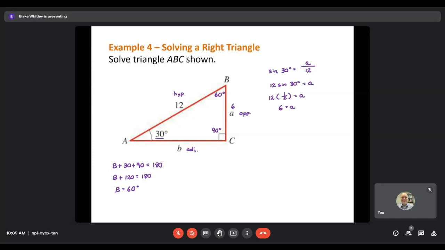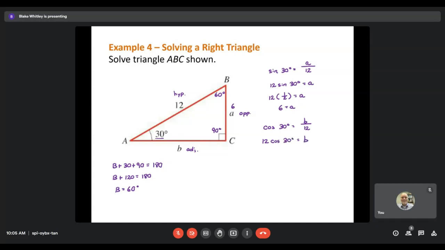Okay. Now, if I'm looking for side B, and again, I'm dealing with this 30-degree angle, I know side B is the adjacent. Again, I was given the hypotenuse, so I'm going to use cosine this time. So cosine of 30 degrees is equal to B over 12, because that's our adjacent over hypotenuse. And then our steps for solving are very similar. We're going to multiply by 12. So 12 cosine of 30 degrees is equal to B.